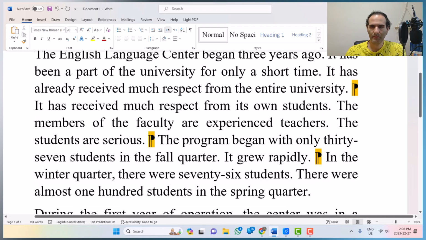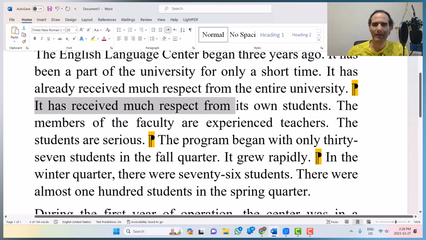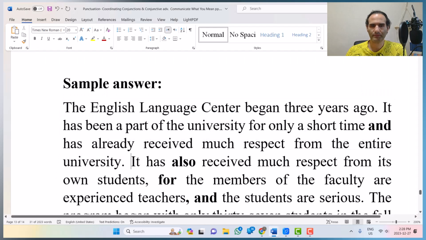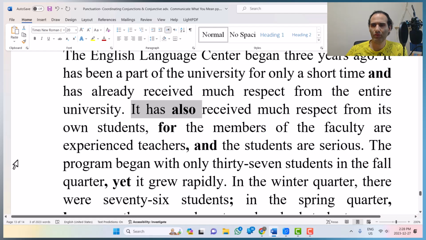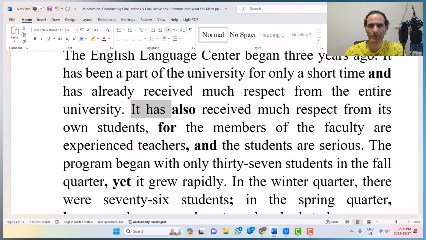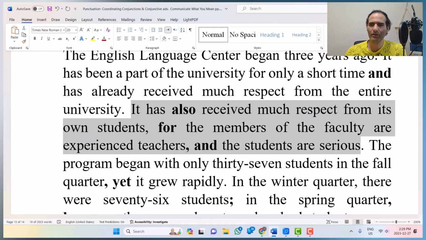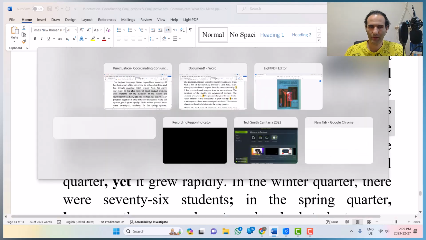The second part, I have put it into some chunks. It has received much respect from its own students. The members of the faculty are experienced teachers. The students are serious. So this part, it has also, I decided that an also here would make it more beautiful, although it's not in the list of our conjunctive adverbs or coordinating conjunctions. It has also received much respect from its own students because the members of the faculty are experienced teachers and students are serious. For and here both of them require commas because they are connecting two independent clauses.